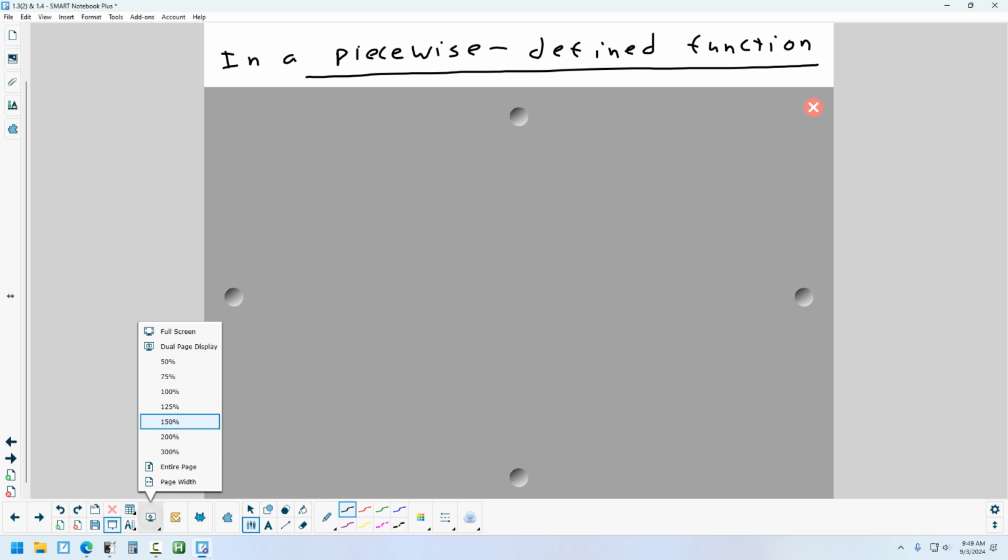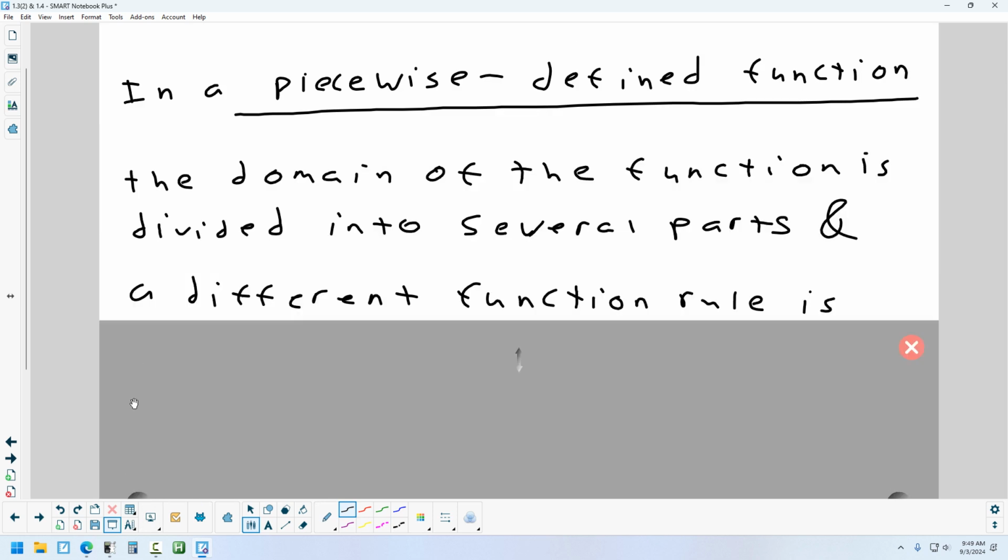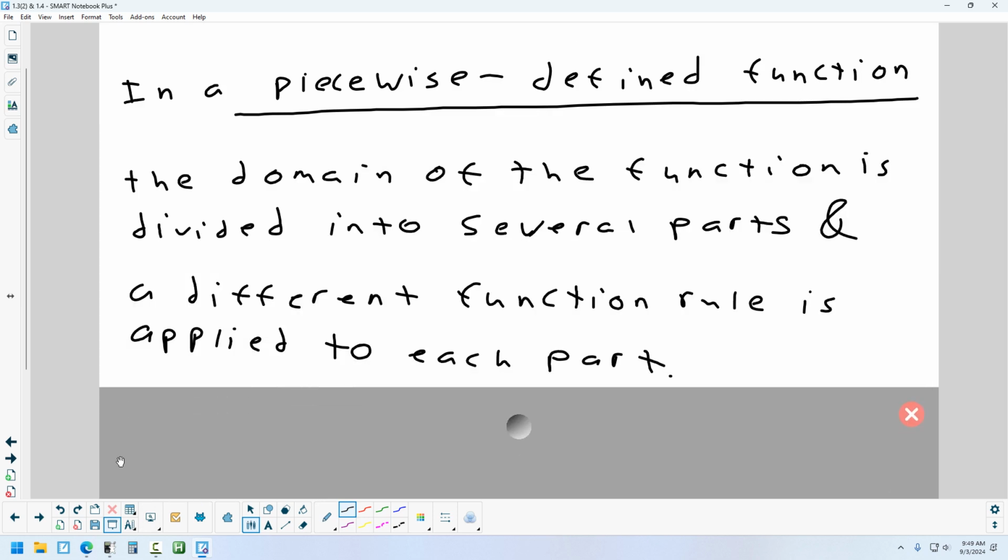So last thing. The last thing is what's called a piecewise defined function. Basically, a piecewise defined function is when you do two graphs on the screen at the same time. That's basically what it is. And generally, each graph is used under certain conditions.